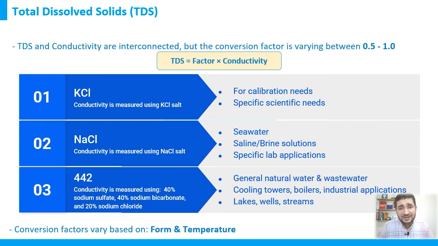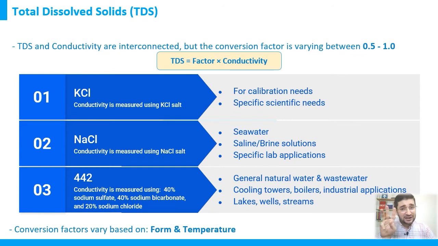When can we use the NaCl option? For example, when we measure seawater conductivity, we can select NaCl because the concentration of chloride and sodium in seawater is very high. Second, if we have different brine, hypersaline, or saline solutions, we can also use this option. And lastly, we can use the NaCl measurement option for some research or lab activities as well.